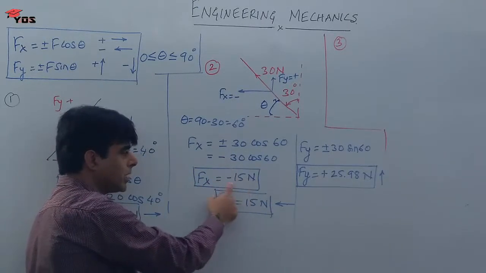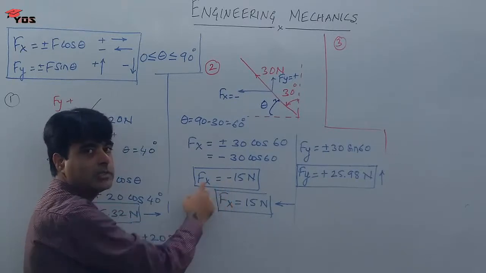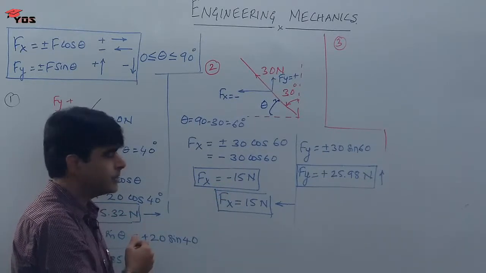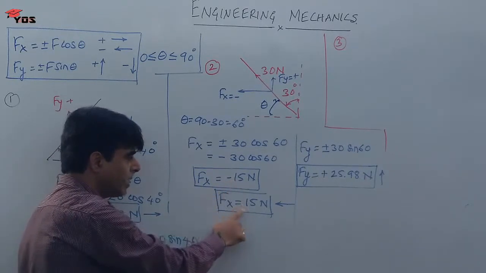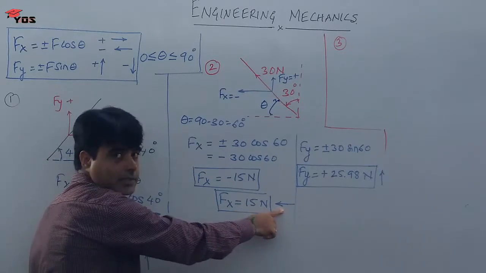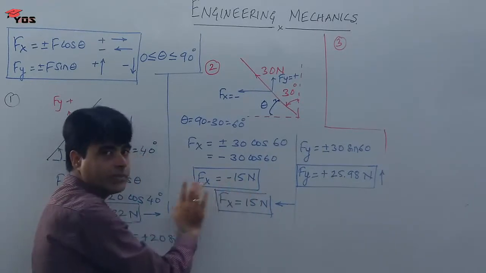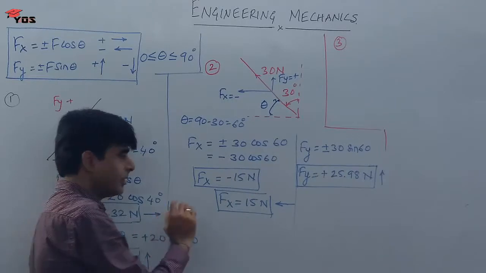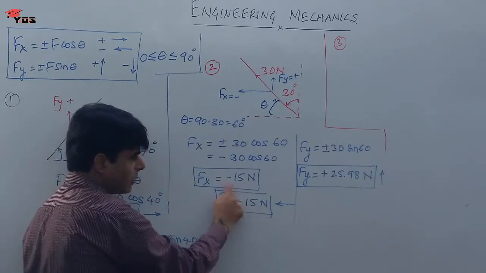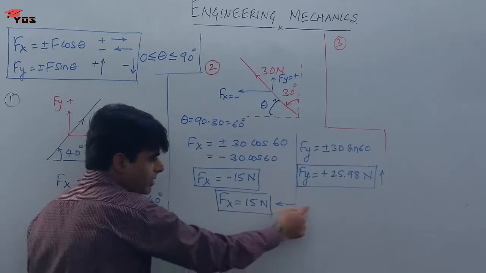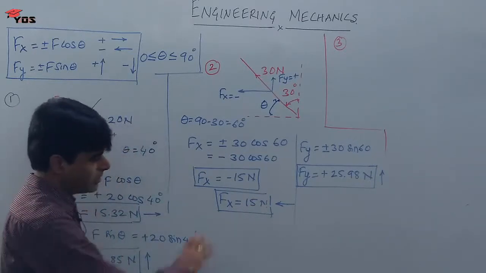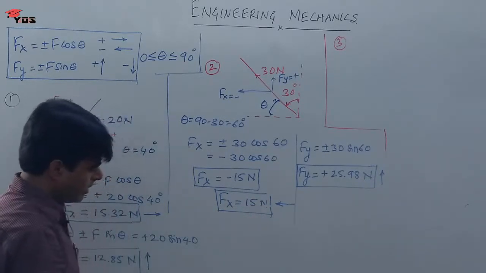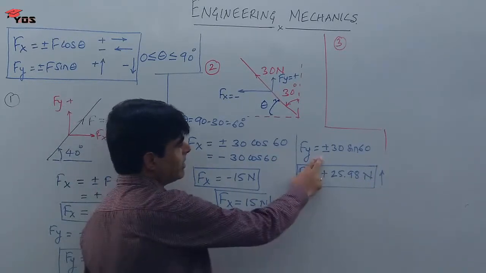Now if you want to show the direction, minus indicates actually what it is, towards left. If you want to show the direction, you make it positive and then show the direction. Otherwise, you can keep just minus 15 Newton, that is fine. In order to show the direction, you will have to make it positive and then the direction towards left. That will also do.